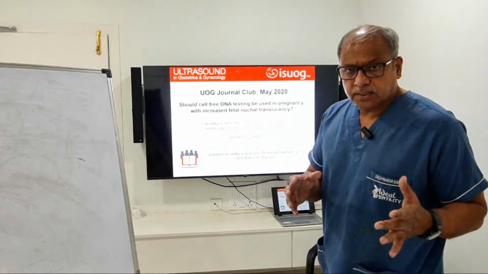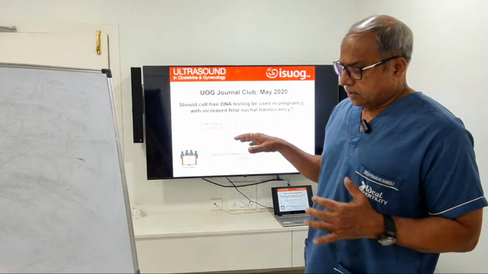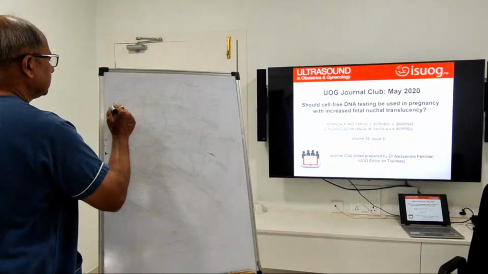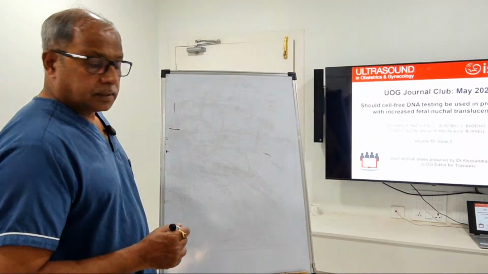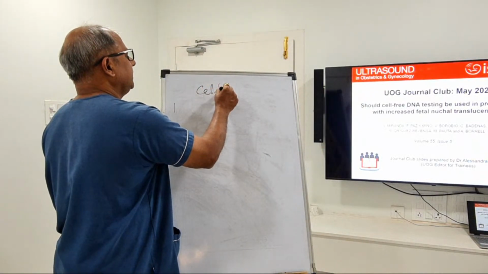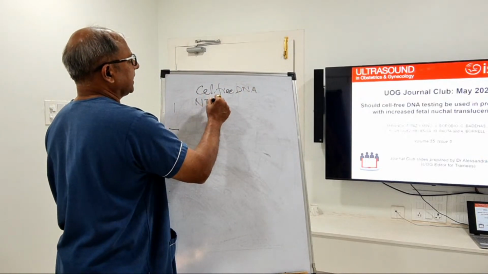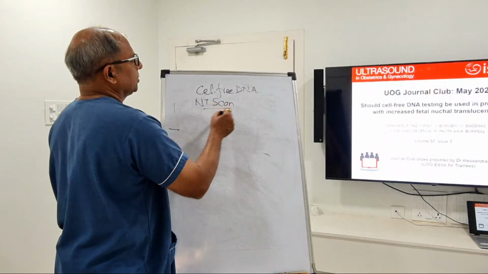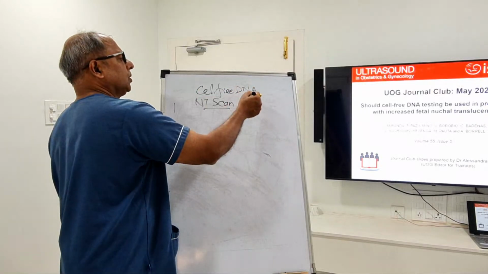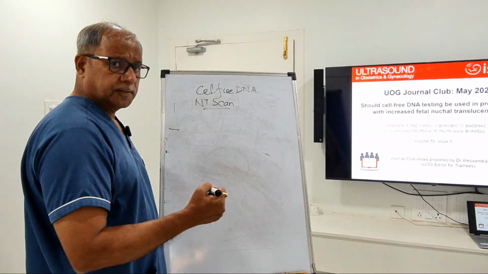What are these things? I will explain first, then I will go into this chapter. There are two things. One is cell-free DNA and another is NT scan. What are these things? How are they interrelated? Why are we doing this? What importance is this paper creating?